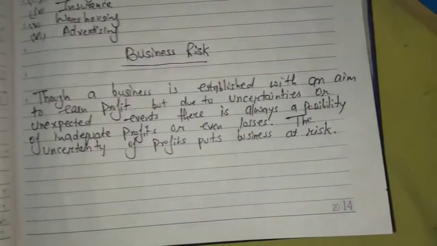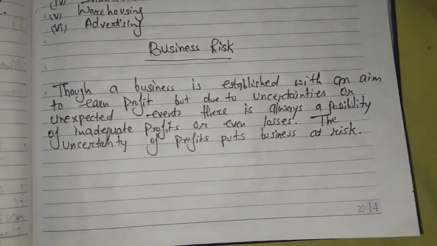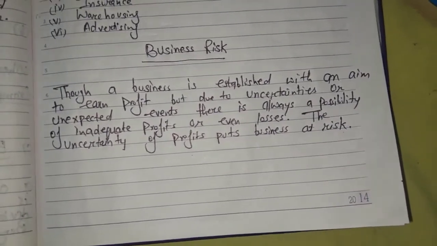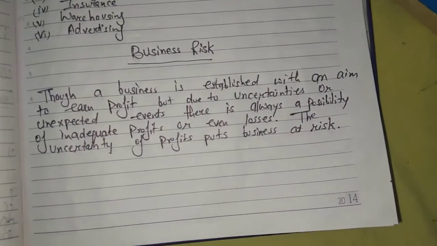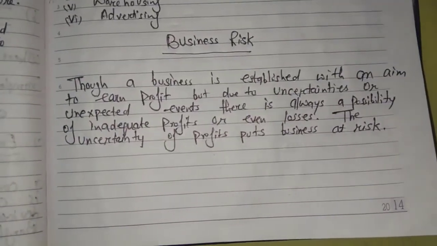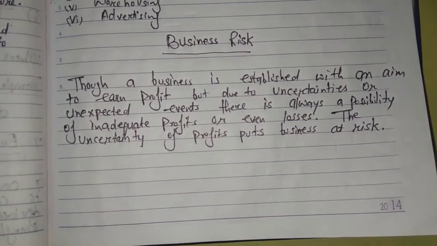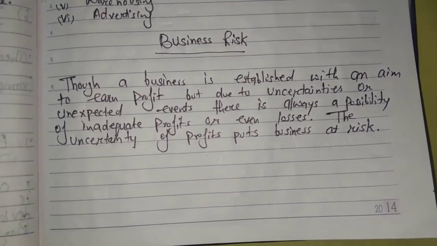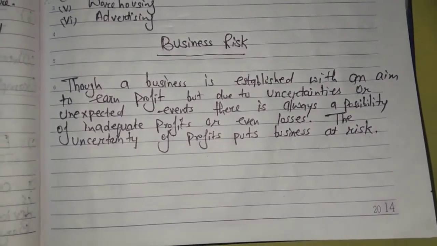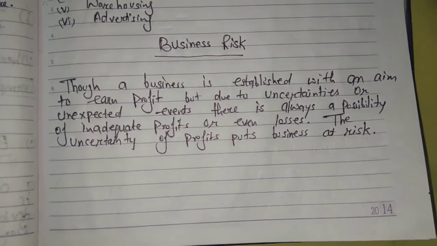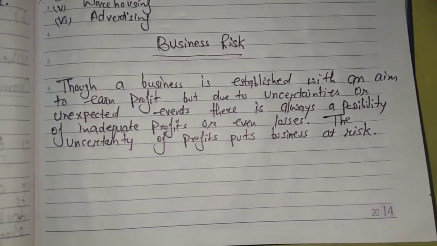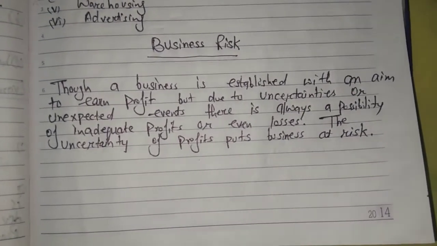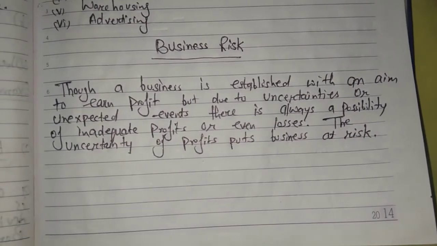It means when anyone has established any business, the aim of the person who started the business is to earn profit, to earn money. But it is not sure that in future the businessman will earn profit. It is not definite. So there are chances of loss also. It means the businessman earns profit and also bears loss. That type of possibilities relates to profit or loss. So this relates to your business risk. Clear, students?